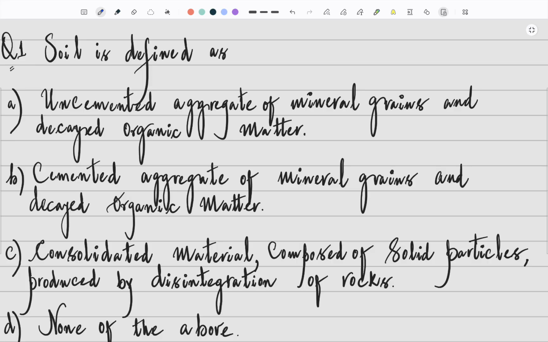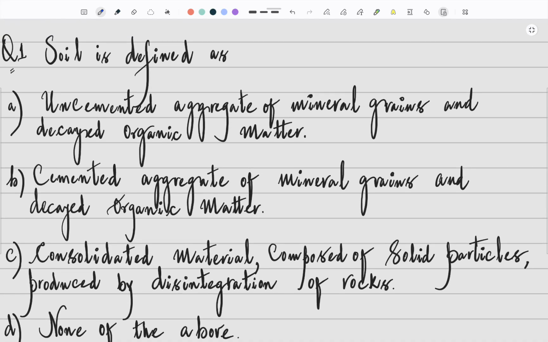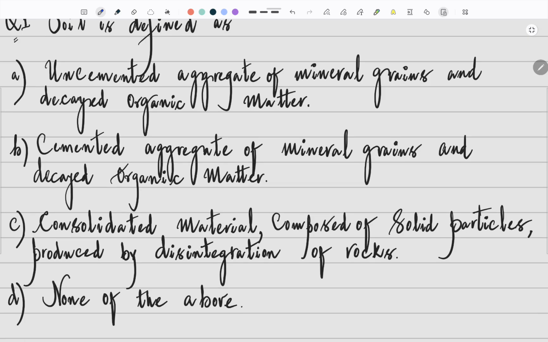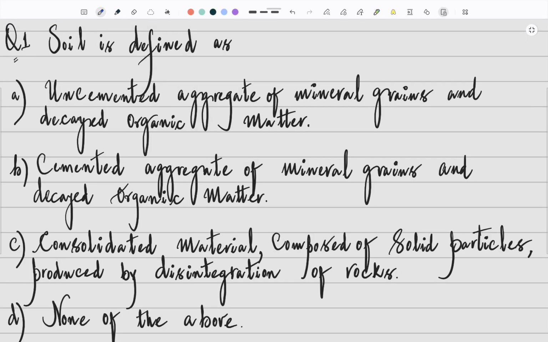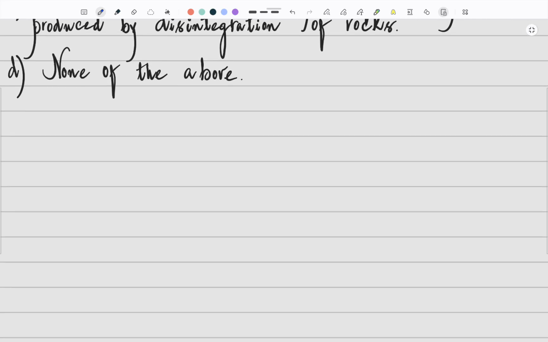So let's start. The first question is, soil is defined as uncemented aggregate of mineral grains and decayed organic matter, cemented aggregate of mineral grains and decayed organic matter, consolidated material which is composed of solid particles produced by disintegration of rocks, or none of the above. All right, so we have the first question and we have to tell which option is feasible. As we know, soil is defined as the uncemented aggregate of mineral grains, I write it over here.